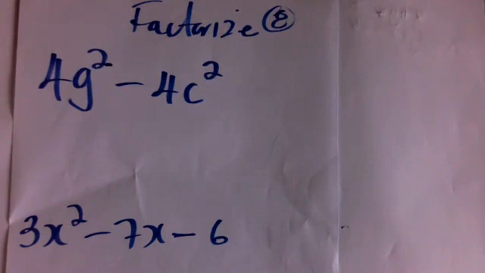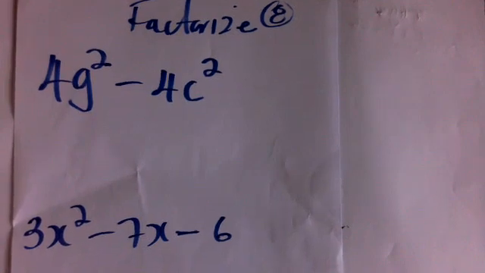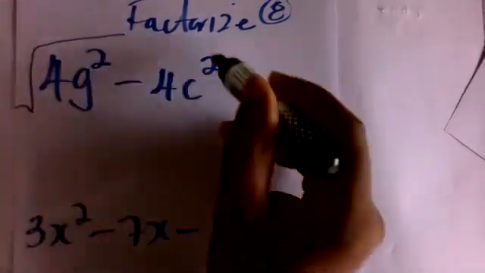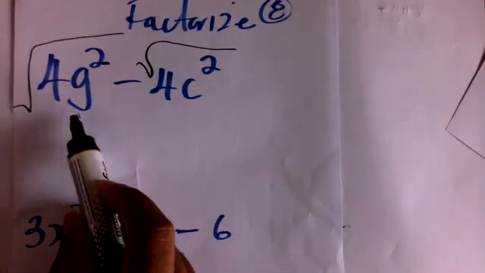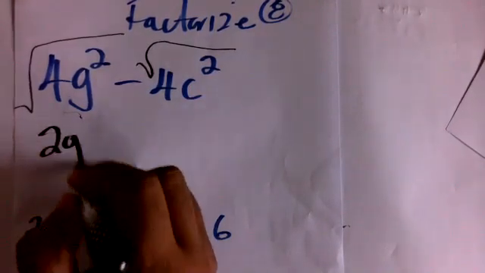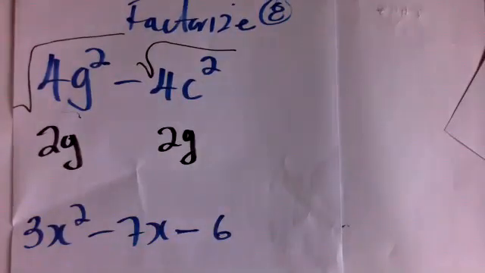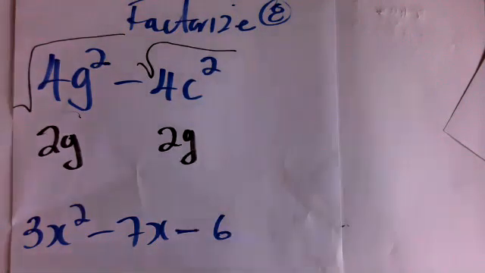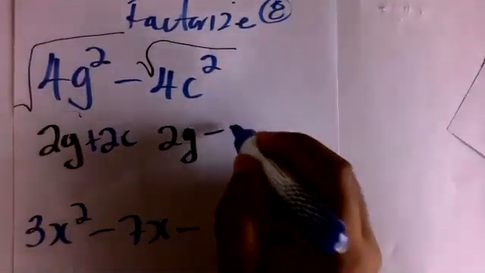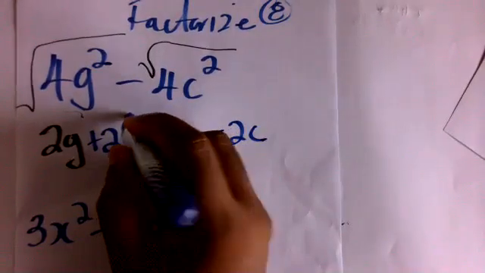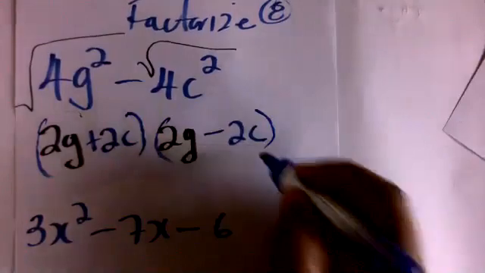All right. If you had noticed, this is actually the difference of two squares. So all we have to do is simply find the square root of this and the square root of this. What number do you multiply to give you 4g squared? That would be 2g. So 2g I got there, and 2g here. All right, let's go on to the c now. What do you multiply to give you 4c squared? It's 2c, but one must be minus because this is a subtraction. So this would be plus 2c and minus 2c. And we are finished. Put the brackets to show that it's an expansion. And that's it.